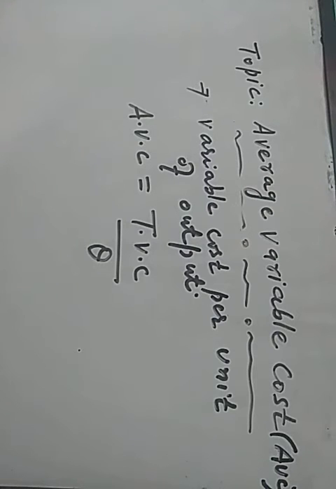And we will show this in the form of some numerical values, how this average variable cost is calculated from the values of total variable cost and different levels of output, and thereafter from those values we will derive average variable cost. We will draw the average variable cost curve.